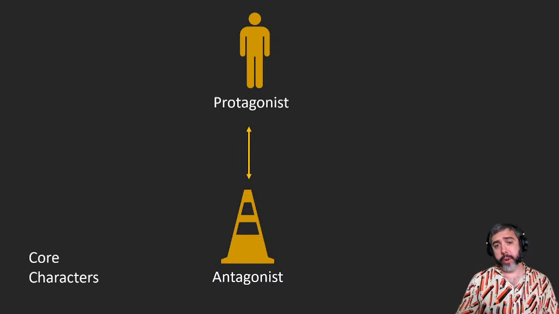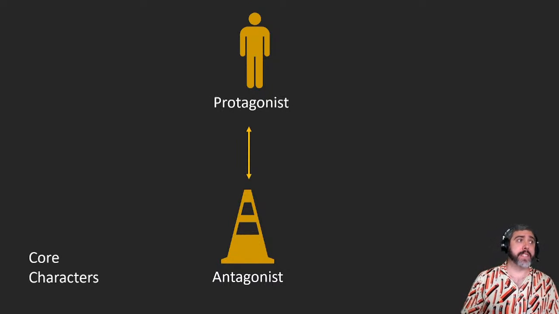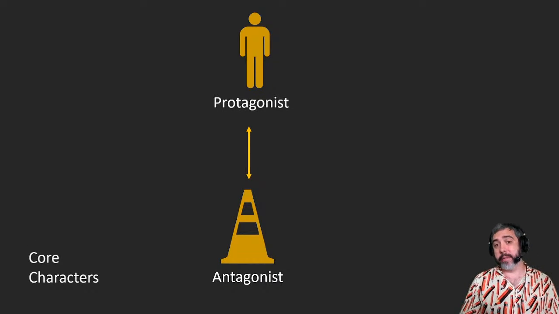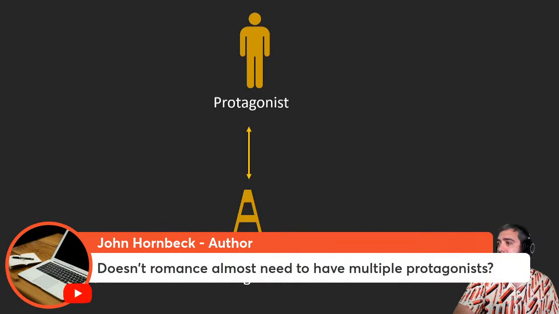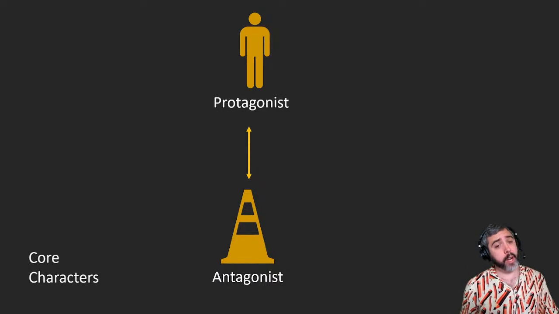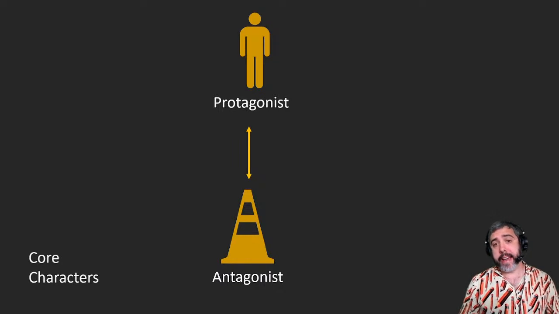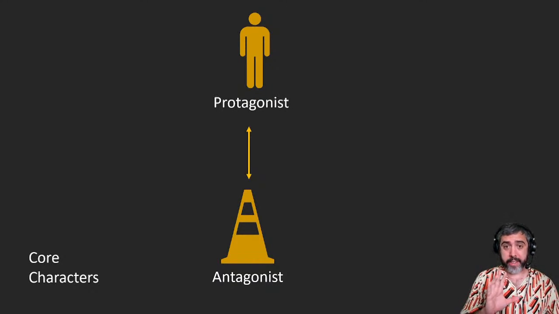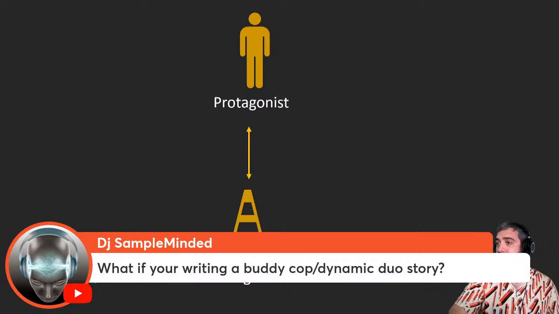He wins Woody over. This is a kind of typical buddy cop sort of format, or a hate to love romance often works like that. And that gets to somebody who's like, doesn't romance always need to have multiple protagonists? Well, if it's a hate to love, no, the hate relationship is going to be an antagonist. And in most romances, the other character, the love interest, is going to be another role, which I'm going to talk about in a second.